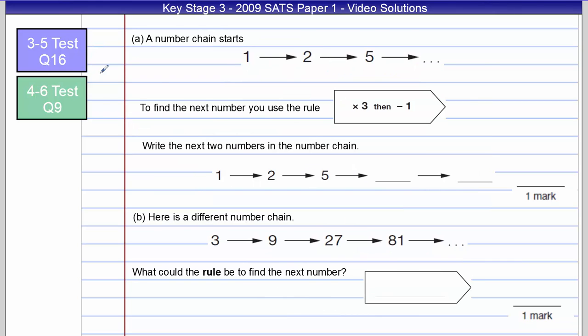Question 16 on the 3-5 test, question 9 on the 4-6 test. Part A says a number chain starts 1, 2, 5. To find the next number, you use the rule multiply by 3 and then subtract 1. Write the next two numbers in the number chain.